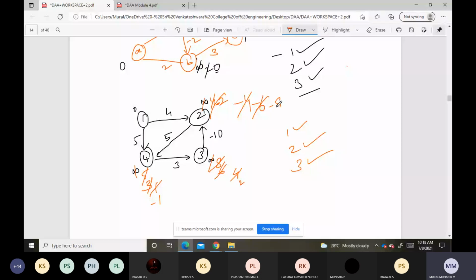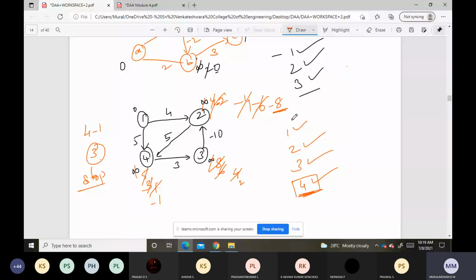See, in the fourth cycle also it is changing. But according to our Bellman-Ford theorem, what it says, you go up to number of vertices minus 1. So number of vertices are 4, minus 1. Only we should go up to the third cycle and we should stop. But even after the fourth cycle, the distance is changing. Are you observing here? Right?